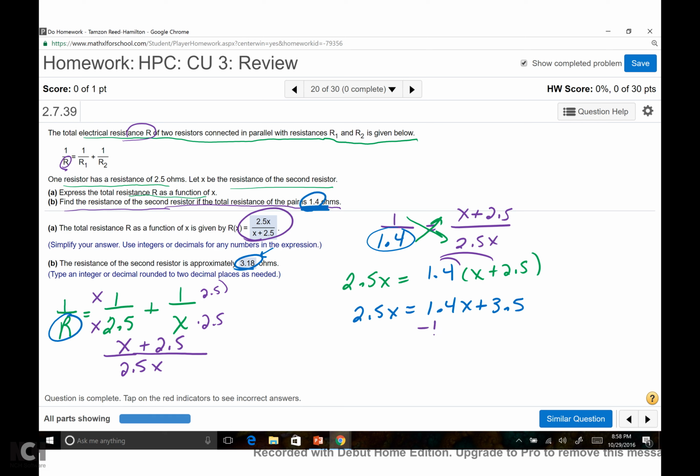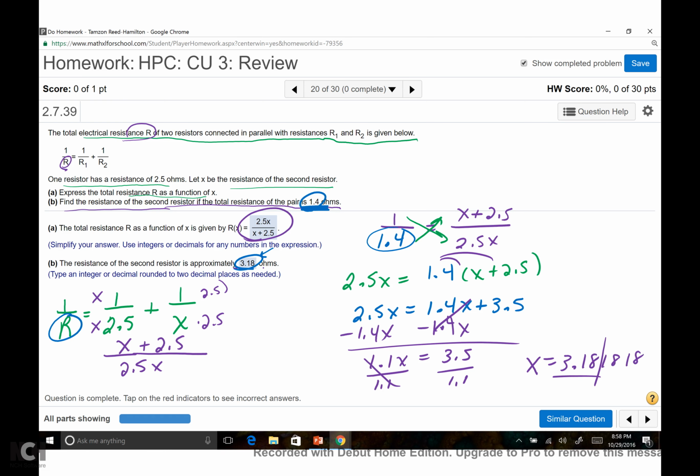Alright, so I'm going to get my x's together now. So minus 1.4x minus 1.4x. 2.5 minus 1.4 is 1.1x equals 3.5. Divide by 1.1 and I get x equals 3.5 divided by 1.1, hopefully 3.18181818, which is why they just marked it off at 3.18. Alright.